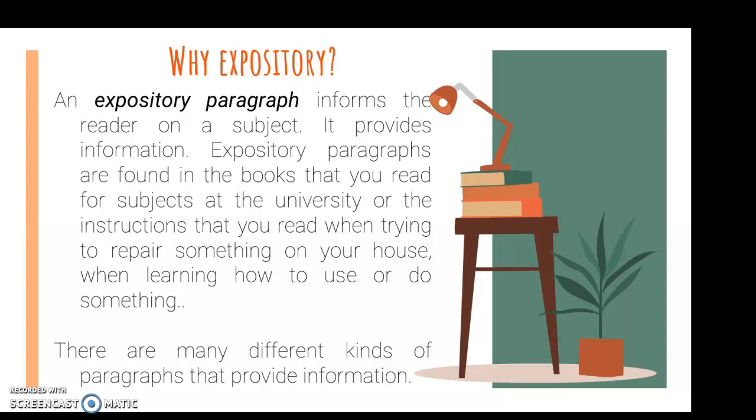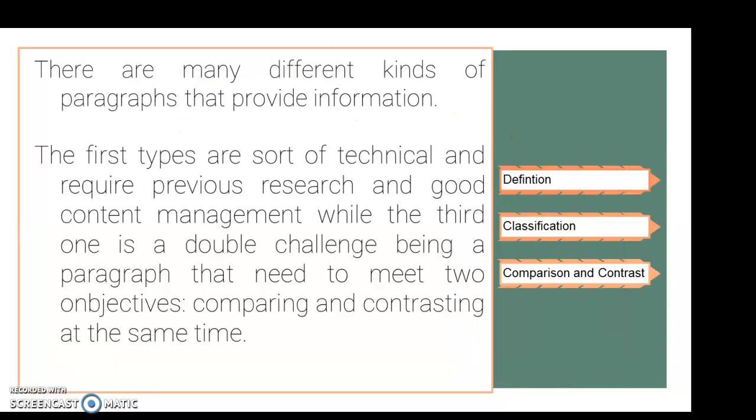There are many different kinds of paragraphs that provide information, but here there are three important ones that I'm going to really take into account, which are definition, classification, and comparison and contrast, as you may see here. The first types, definition and classification, are sort of technical and require previous research and good content management, while the third one is a double challenge, because it is a paragraph that needs to meet two objectives, to compare and to contrast, both at the same time. How are we going to do that? I will guide you through the process.